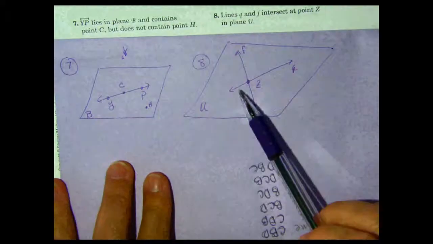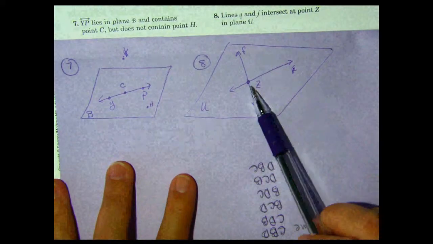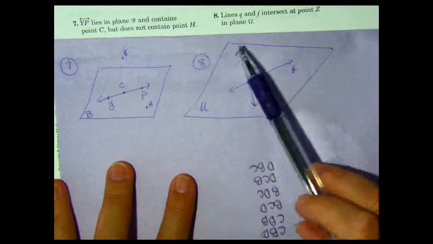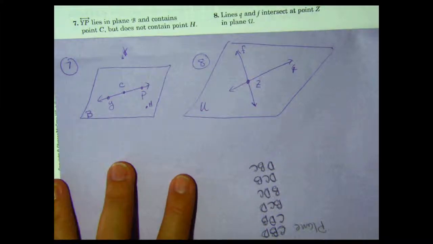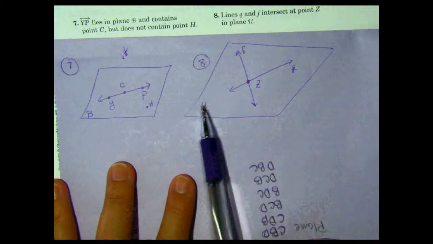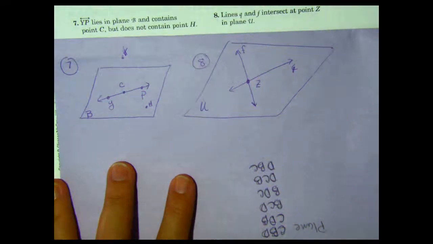And then I have lines Q and F intersect at point Z in plane U. So I drew my lines, and those lines can intersect at any angle and any spot, just so long as you labeled it Z. And you put a U over here somewhere. Any questions about that?